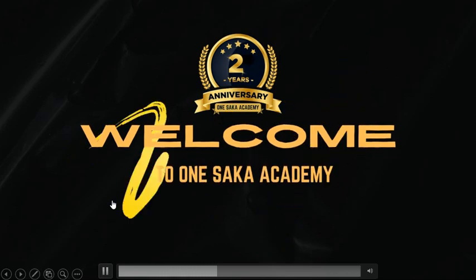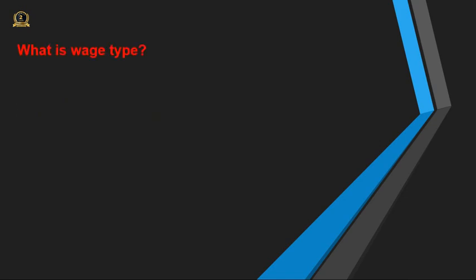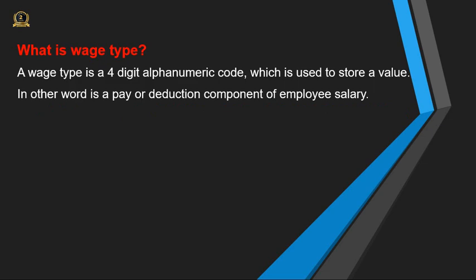Today we discuss SAP wage types and components. What is a wage type? In SAP lingo, a wage type is like a special code, a mix of letters and numbers that keeps track of specific values. Think of it as the building block of an employee's salary, capturing both what they earn and what might get deducted. It is a 4-digit alphanumeric code, which is used to store a value.